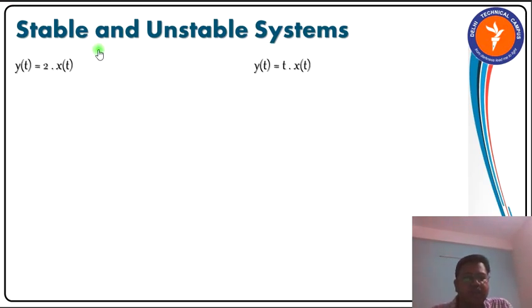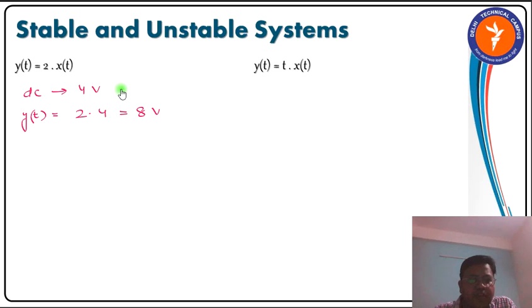Let us see whether the given systems are stable or unstable. Let me say, if I am exciting this system with a DC signal of 4 volts, then y(t) comes out to be 2 into 4, that is 8 volts. That is, on excitation with a bounded input, we are getting a bounded output. And as the system is verifying the BIBO stability criteria, we will say the system is stable.